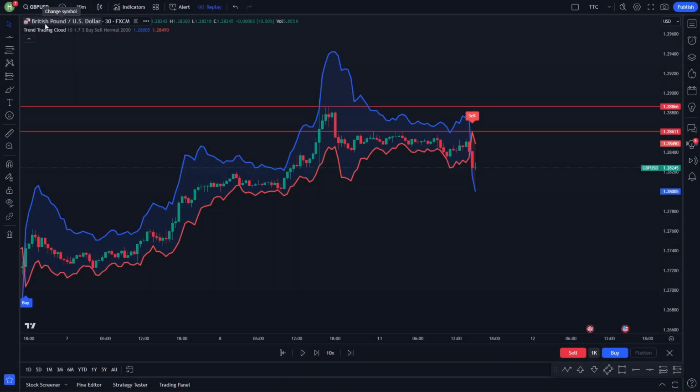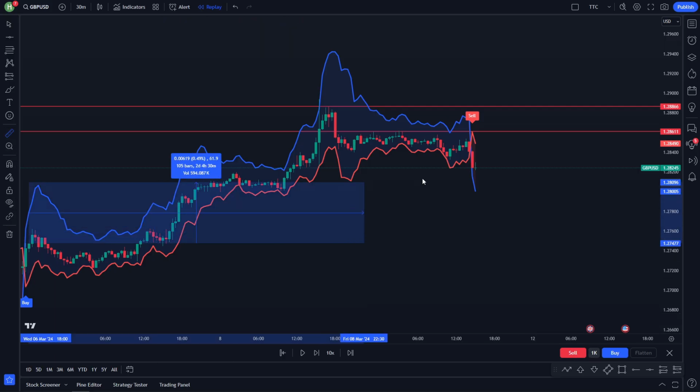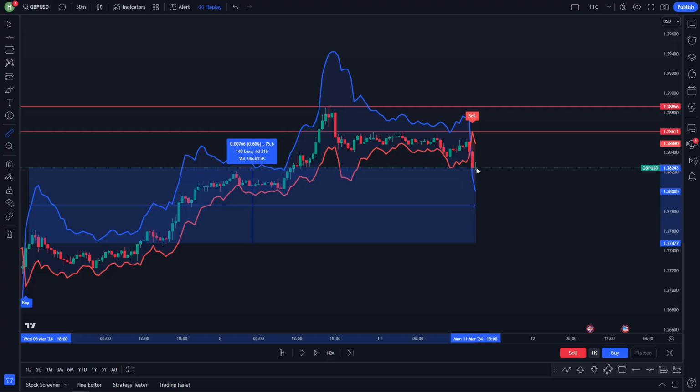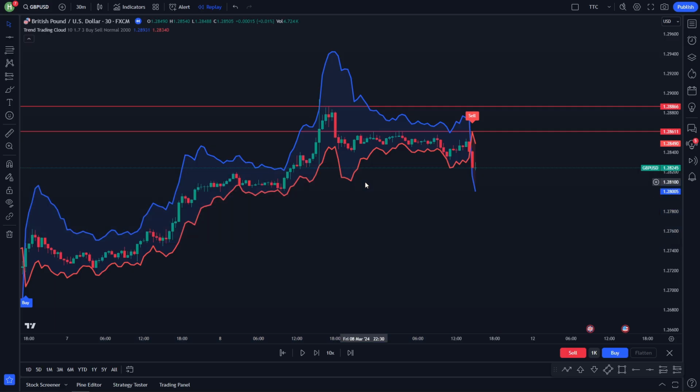On the chart, we have the Great British Pound against the US dollar in the 30-minute time frame. What you might have noticed from these different trading examples is that unlike traditional indicators, the trend trading cloud excels across various time frames. The reason is that our indicator incorporates market volatility into its algorithm. This enhances accuracy and eliminates false signals, setting it apart as a groundbreaking trend indicator.